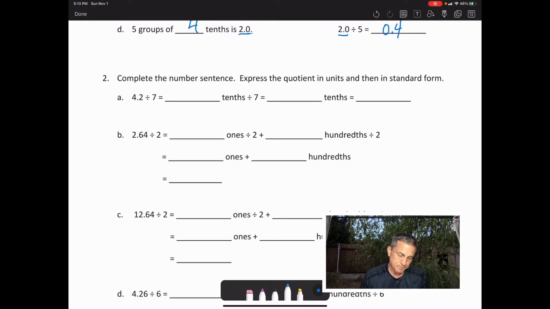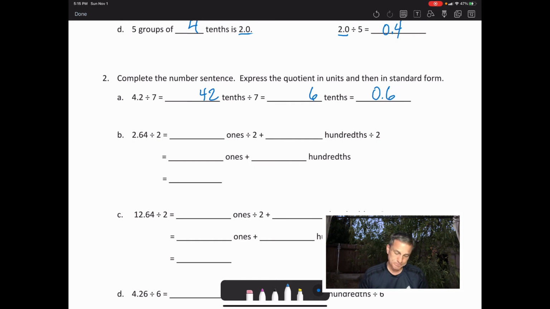So we have 4 and 2 tenths divided by 7. If we changed 4 and 2 tenths into just tenths, then that would be 42 tenths divided by 7 would be 6 tenths. And 6 tenths in standard form is 6 tenths.